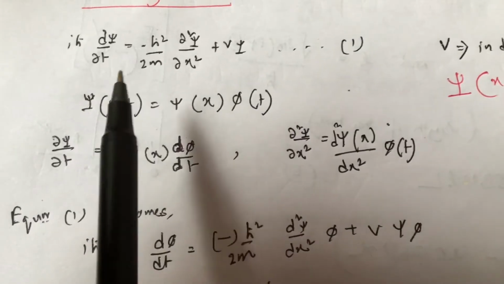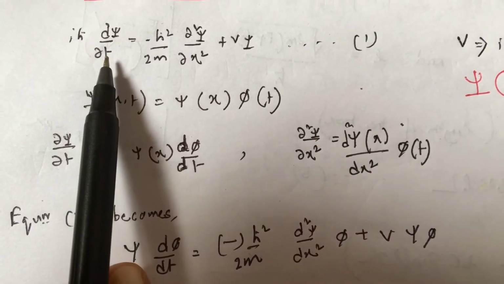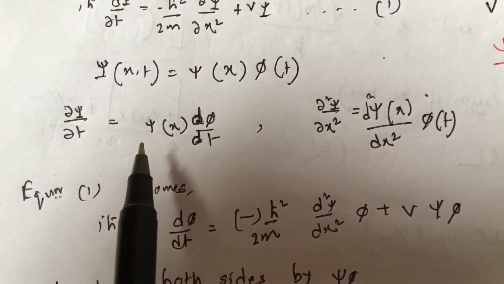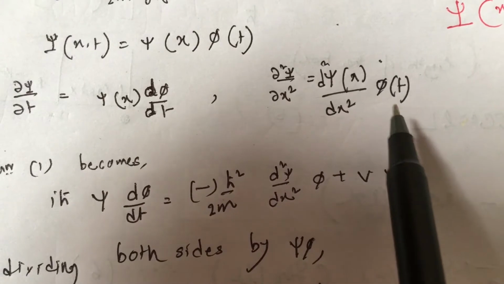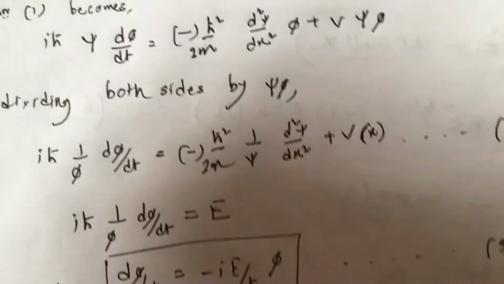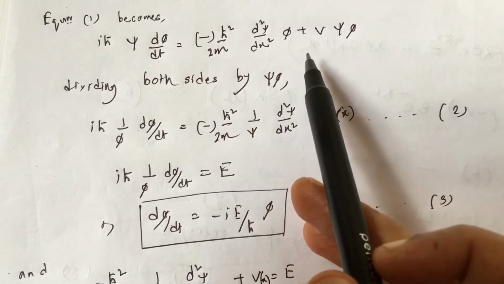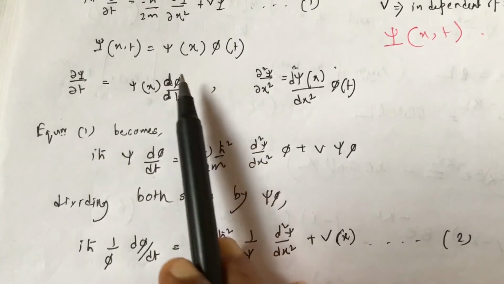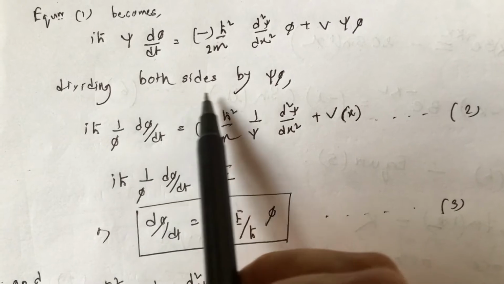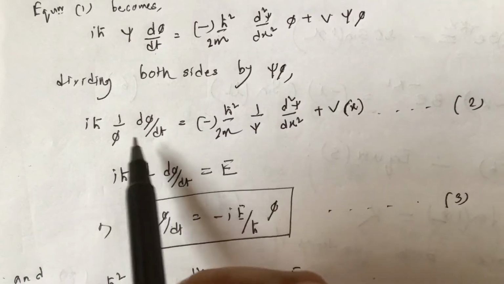Similarly, as the time dependent Schrödinger equation contains the first derivative of time and the second derivative of space, I am doing del psi del t and del 2 psi del x square, and I am getting this one and this one. I am going to substitute these values into equation 1. After substituting, I am going to divide it by capital psi, which means I am going to divide it by small psi phi. So now after dividing both sides by small psi phi, that is the space part and time part of the wave function, I am getting this.